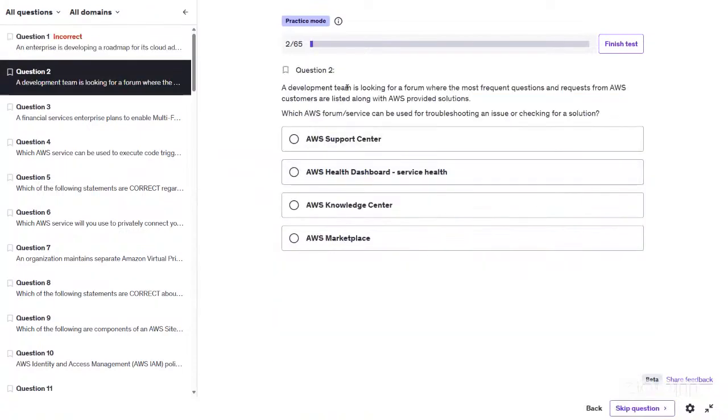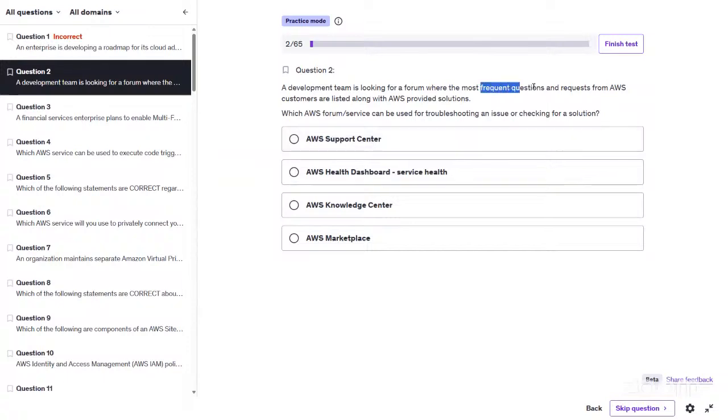A development team is looking for a forum where the most frequently asked questions and requests from AWS customers are listed along with AWS provided solutions. Where should you go? So here you cannot go to the marketplace. That's where you buy products. Support center sounds like a good option, but it's not, because this is where you actually make your case and open a support ticket and get someone to answer it.